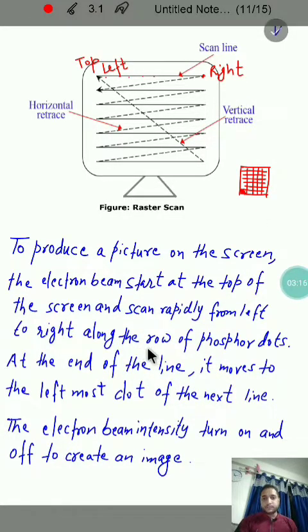And at the end of the line it moves to the leftmost dot of the next line. When it reaches the right portion, suppose this is the first line, this is the second line, this is the third line, this is the fourth line, and so on. Suppose these are 6 lines. The first line is scanned, it started from top left and reached the right. Now the first dot of the second line, it will move like that.